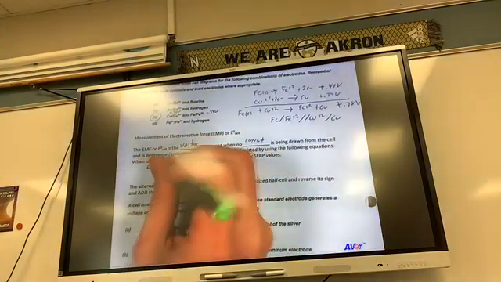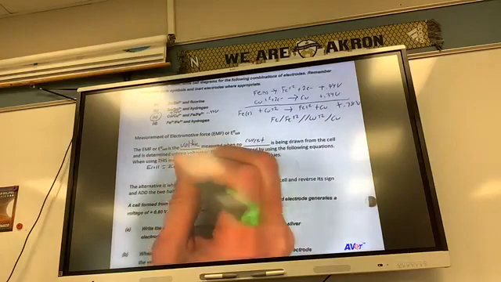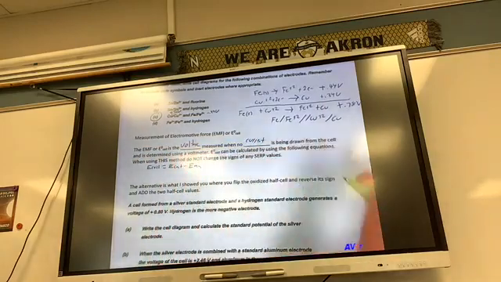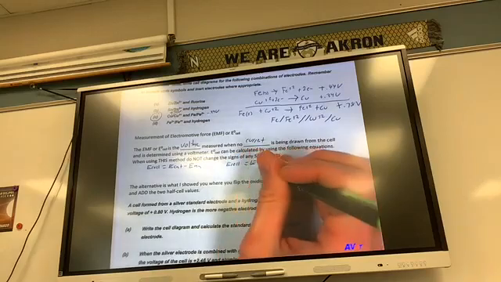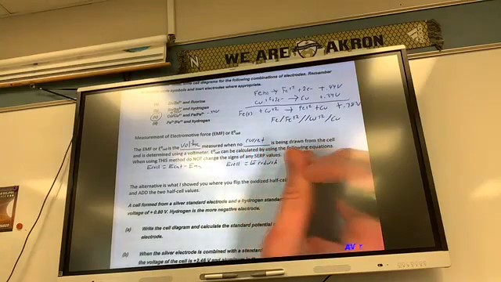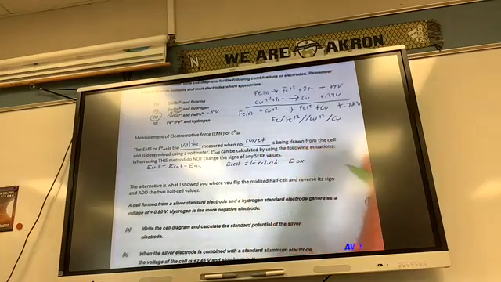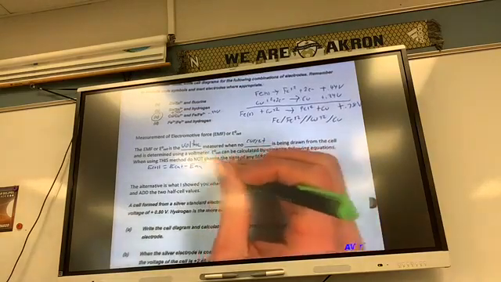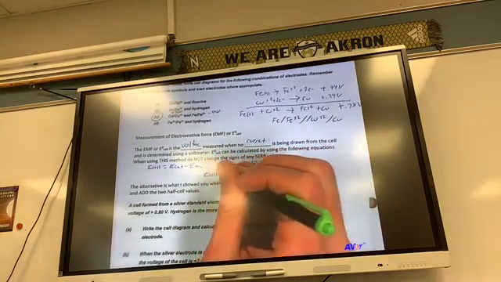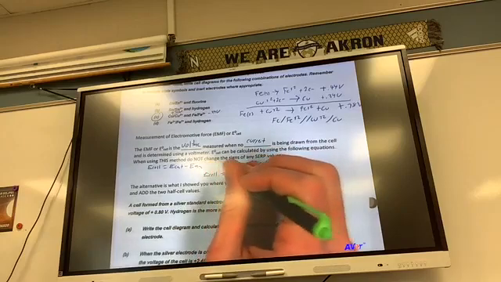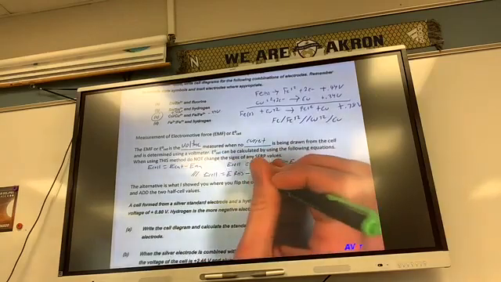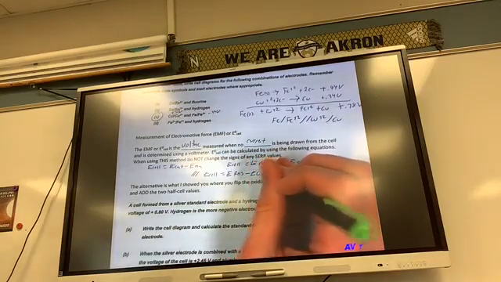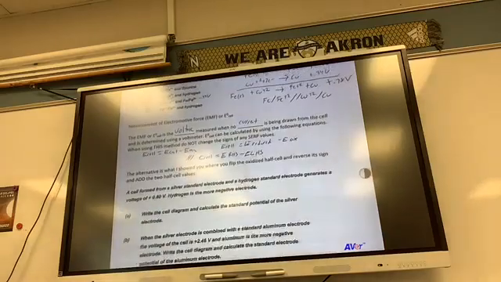So we've talked about this. E cell equals E cathode minus E anode, or E cell equals E reduced minus E oxidized, or E cell equals E right-hand side from the shorthand version minus the E left-hand side of the shorthand version. Those are all three versions you may see.